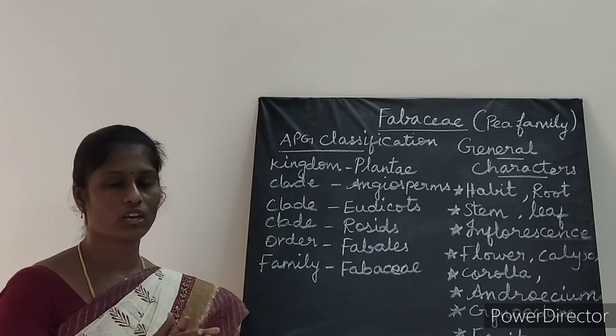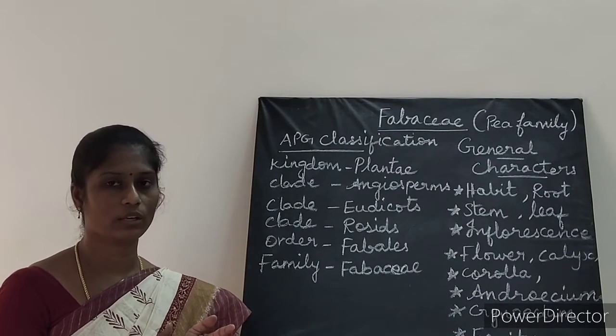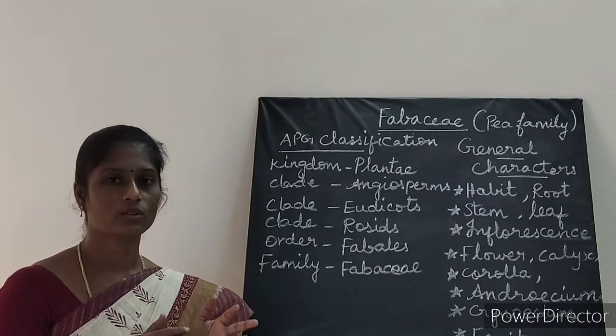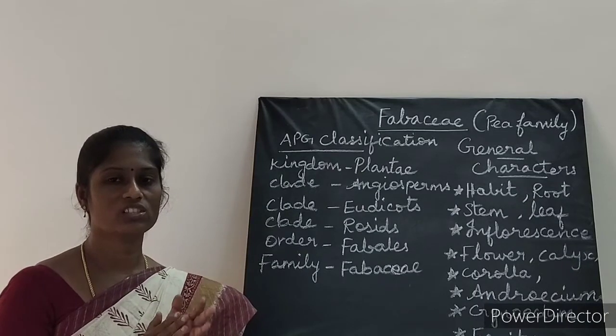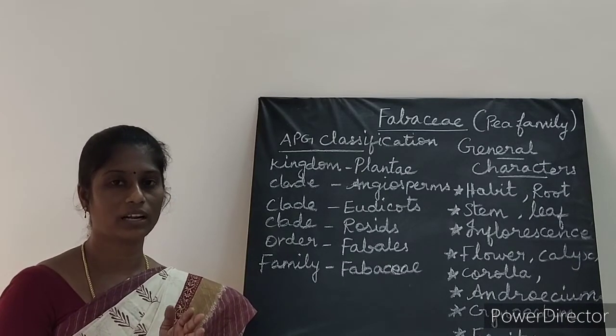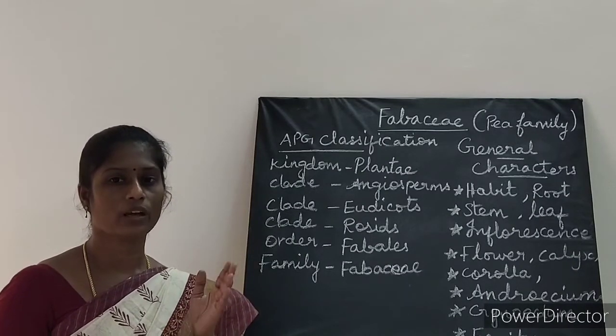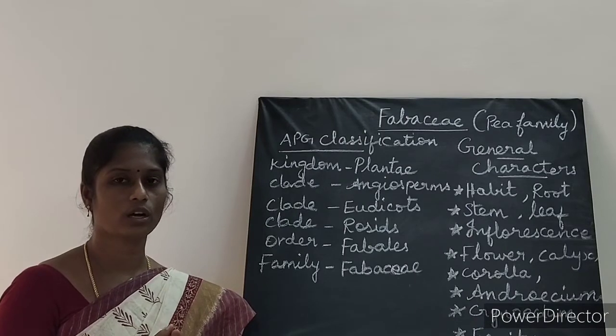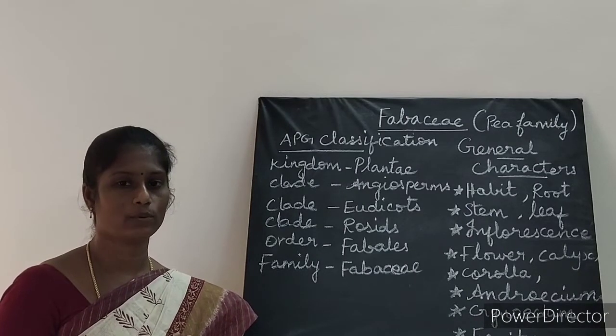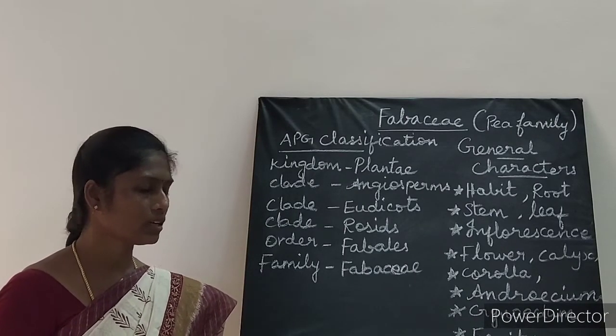In Arachis hypogaea, we call it groundnut, peanut, isn't it? So Arachis hypogaea, here the fruit is geocarpic. Geo means what? Under the soil. That is, fruits develop and mature underground. Okay, under the soil. So this is called as what? Geocarpic. Example, Arachis hypogaea. And next one is the seed.